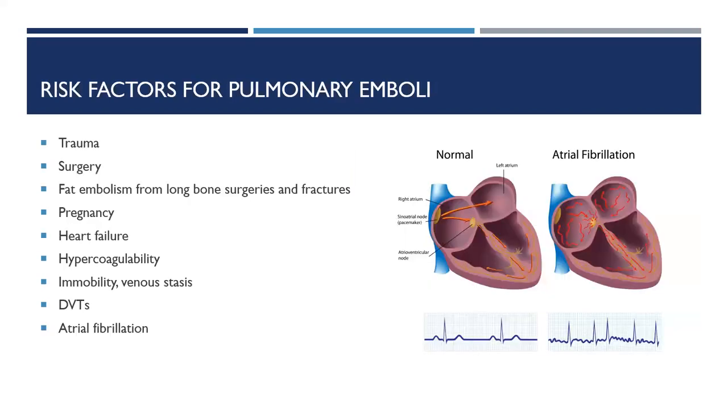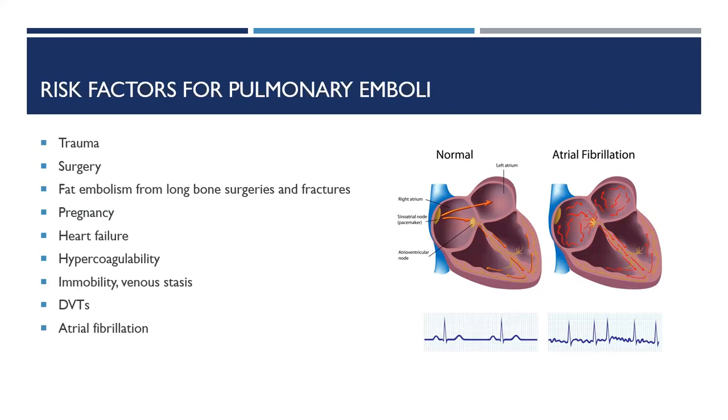So there's several risk factors for developing a pulmonary embolus. First off is going to be clots anywhere within the body. We've talked about that before. Trauma can also be a reason that we would have a pulmonary embolus. Fat emboli, we've talked about those before, being released from bone surgeries and from fractures.